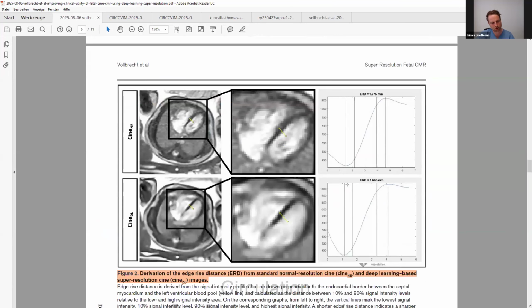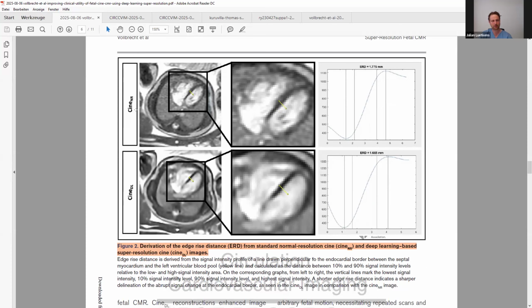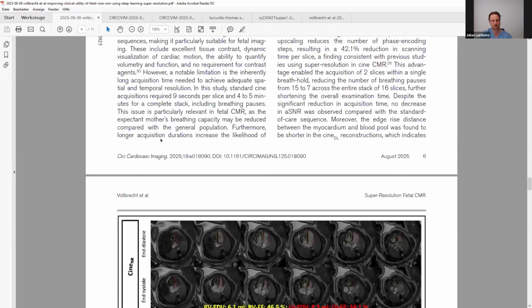I will then jump into some images. Here's an example of the edge rise distance, how it was calculated in this study. You can see the linear profile of the signal intensity, and then we measured the edge rise distance, which was lower for the Cine DL compared to the normal resolution Cine.